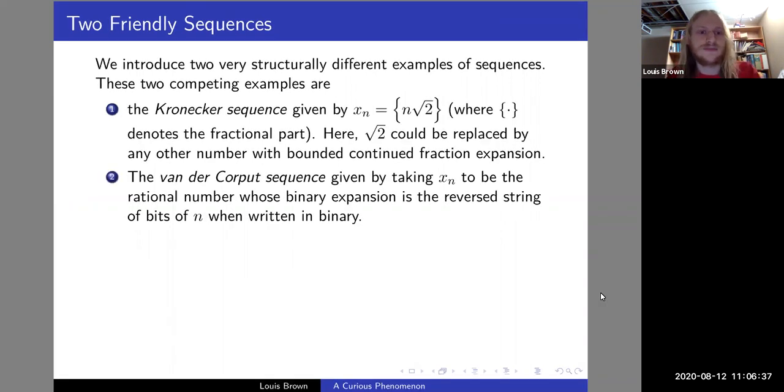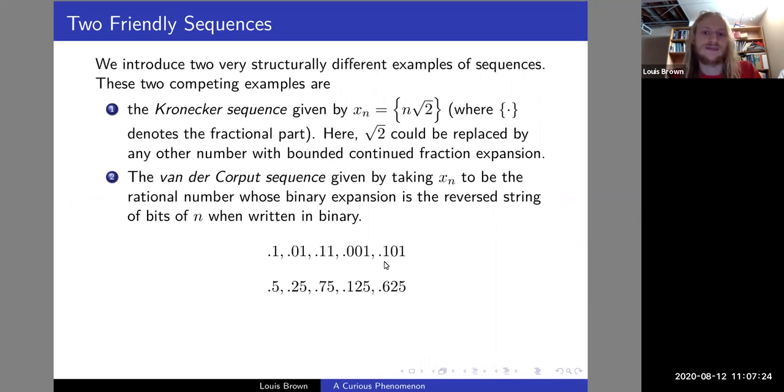And the other sequence is the van der Corput sequence, which is given by taking xn to be the rational number whose binary expansion is the reverse string of bits when n is written in binary. So what does that mean? Well, the first binary number is 1, so I'll write 0.1, or in decimal, 0.5. The next binary number is 10, so when I reverse that, I get 0.01, which is 0.25 in decimal. Then we have 11, which becomes 0.75. Then we have 100, which becomes 0.001, which is 0.125.